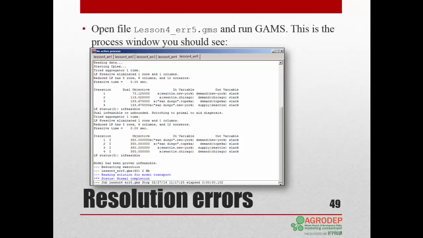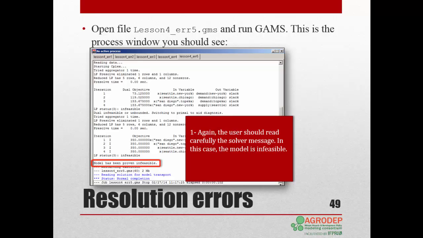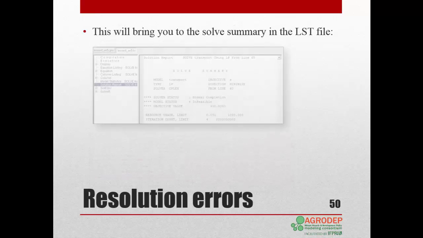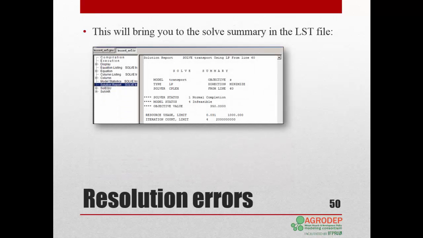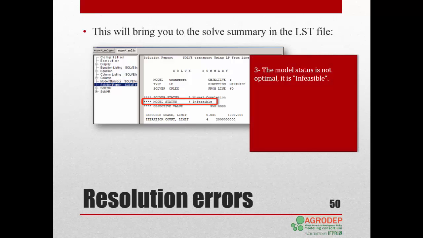Open File Lesson 4 Error 5 and run GAMS. This is what you should see in the process window. Again, the user should read carefully the solver message. In this case, the model is infeasible. Double-click on the reading solution line to access the list file. This will bring you to the solve summary in the list file. The model status is not optimal. It reads infeasible.